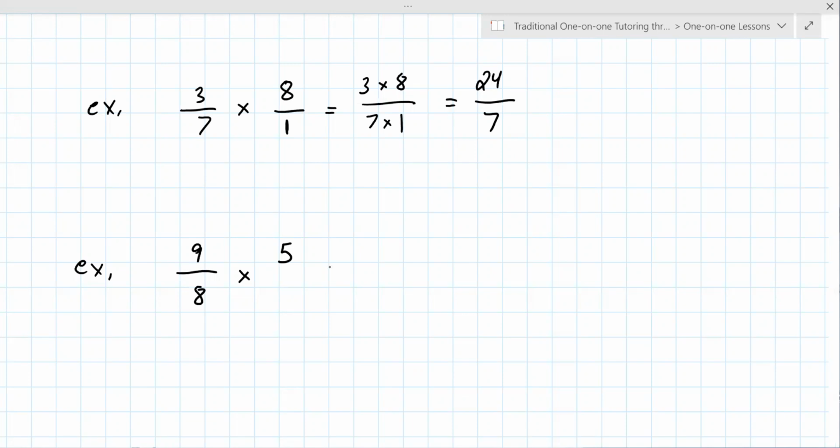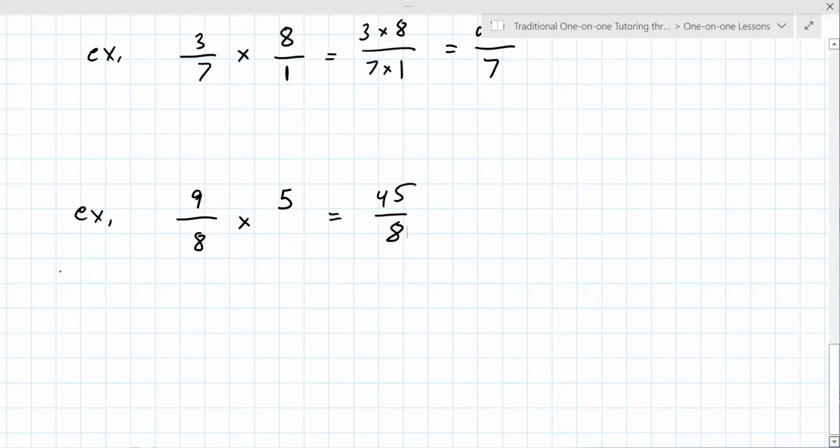$45 over 8. Yeah, I messed up on the other. That's okay. All right, so now we're going to go back and do number 4 because it's a little bit different here. So we're going to go look at number 4.